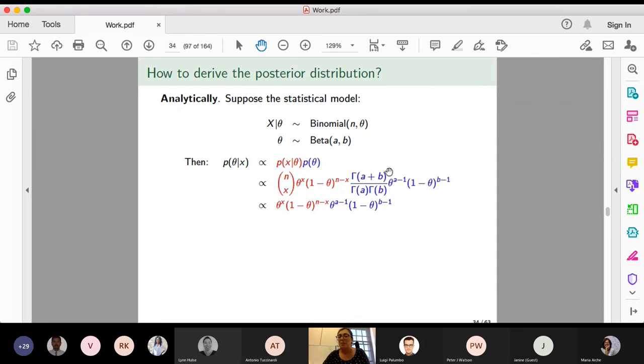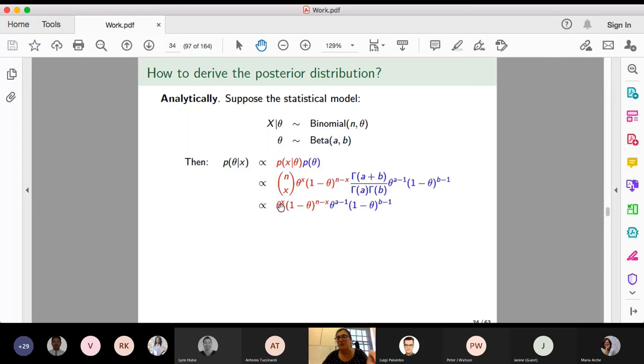I'm removing some parts from this which do not depend on the parameter, because I'm only computing this up to a level of proportionality. It's proportional to this. So I will focus on the important parts, or the core parts, of this distribution. I will simplify this expression here. And now, just some mathematics here.